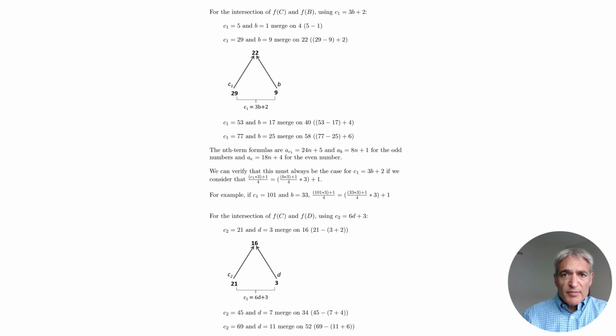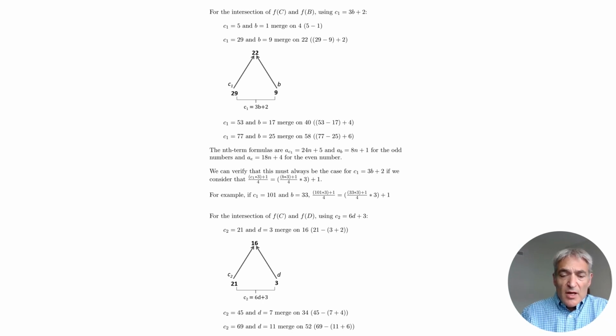C1 equals 5 and B equals 1 merge on 4, which is 5 minus 1. The second instance is C1 equals 29 and B equals 9 merge on 22, which is 29 minus 9 plus 2, as represented in the diagram as well. In the third instance, we have C subscript 1 equals 53 and B equals 17 merge on 40, which is 53 minus 17 plus 4. And the next one is C1 equals 77 and B equals 25 merge on 58, which is 77 minus 25 plus 6.